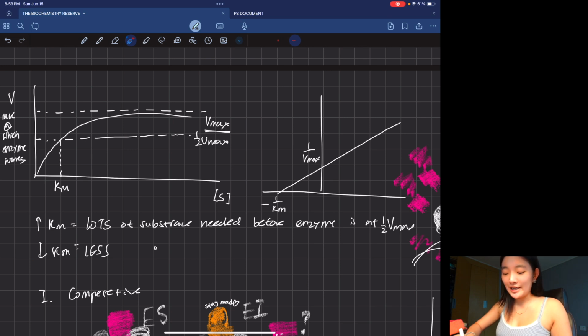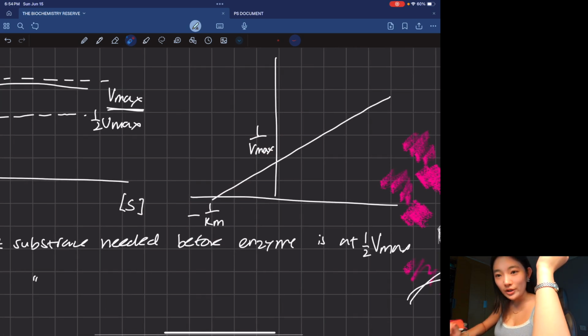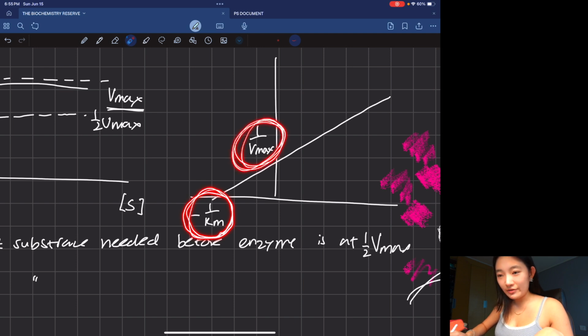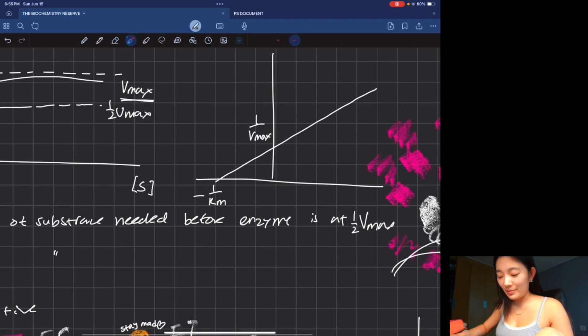Reciprocal plots are literally just taking these two values on the x-axis and taking their reciprocals and plotting them on a linear graph. Now, the only thing that I want you guys to focus on when it comes to this graph is the x and y intercepts. So when you plot the reciprocals of these values on here, your y-intercept becomes 1 over Vmax, and then your x-intercept becomes negative 1 over Km, okay? And then this becomes very relevant soon when we continue to talk about inhibition.